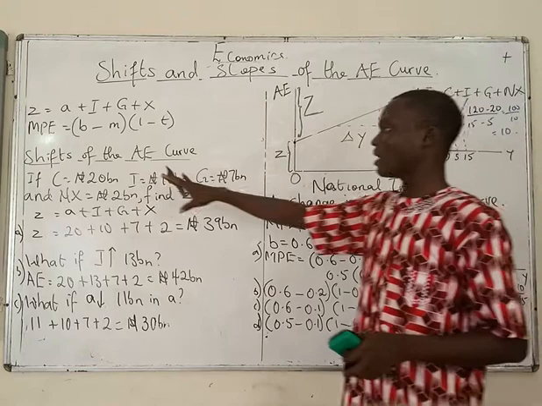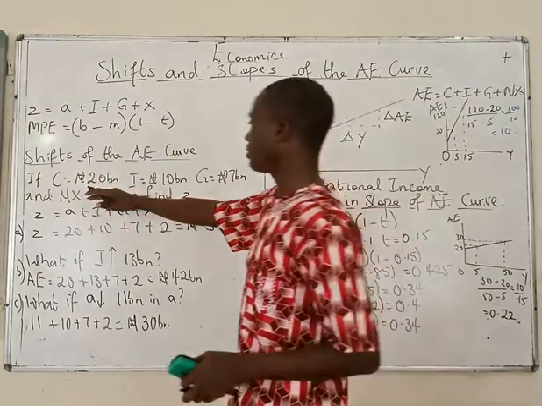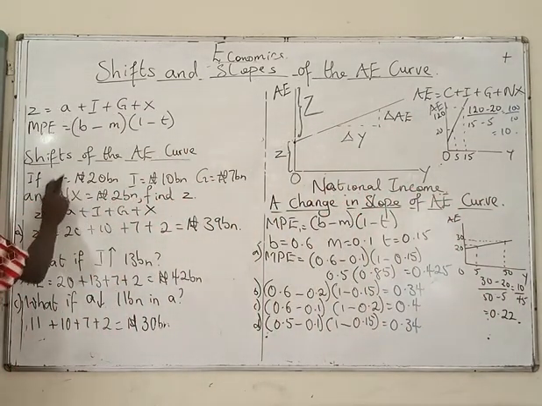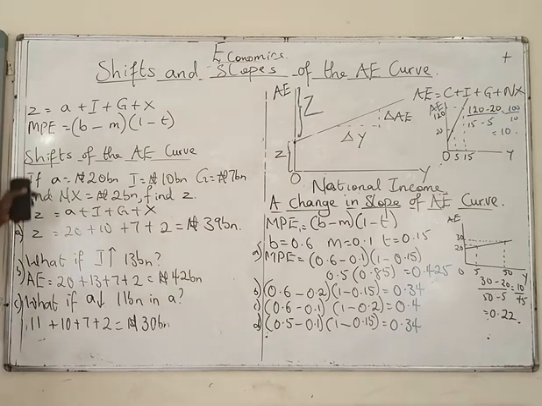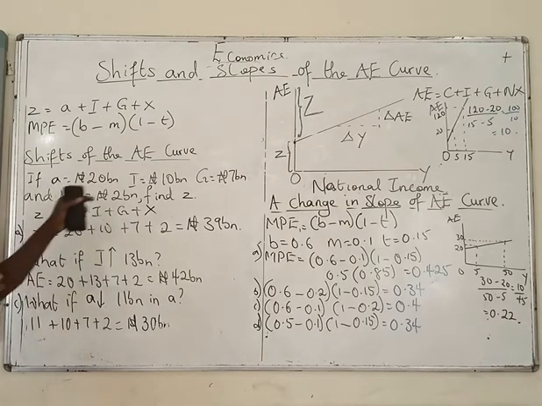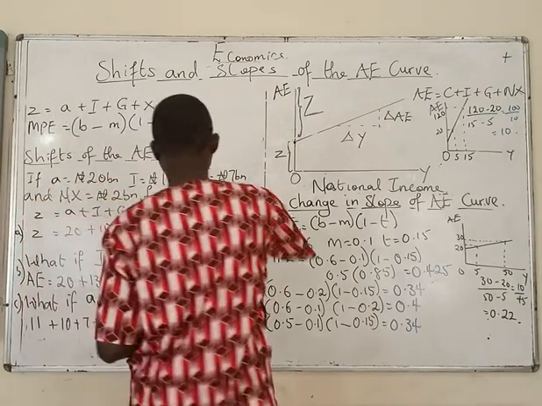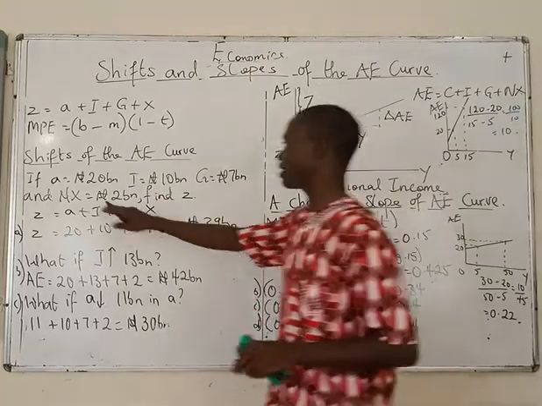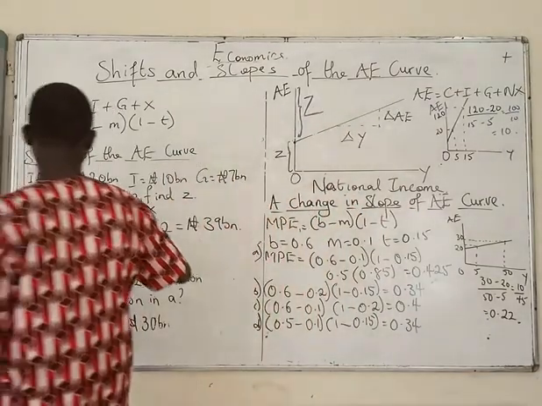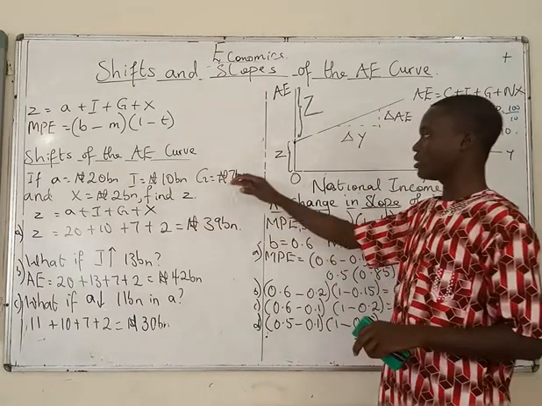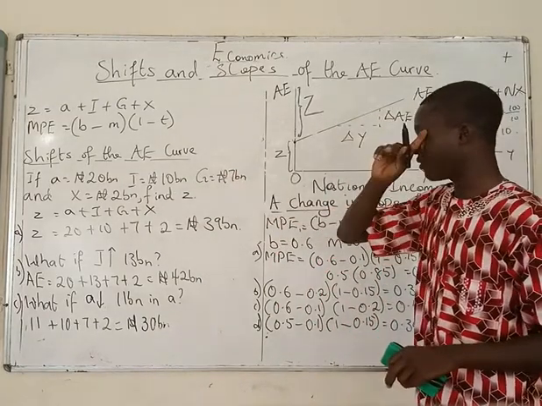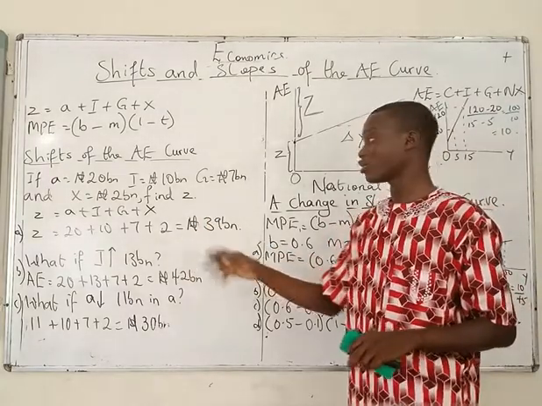All right. So now I have an example. If A, which is the autonomous consumption, not the entire consumption value, is 20 billion naira, investment is 10 billion naira, government spending is 7 billion naira, and export is 2 billion naira. Find Z, meaning the autonomous expenditure.